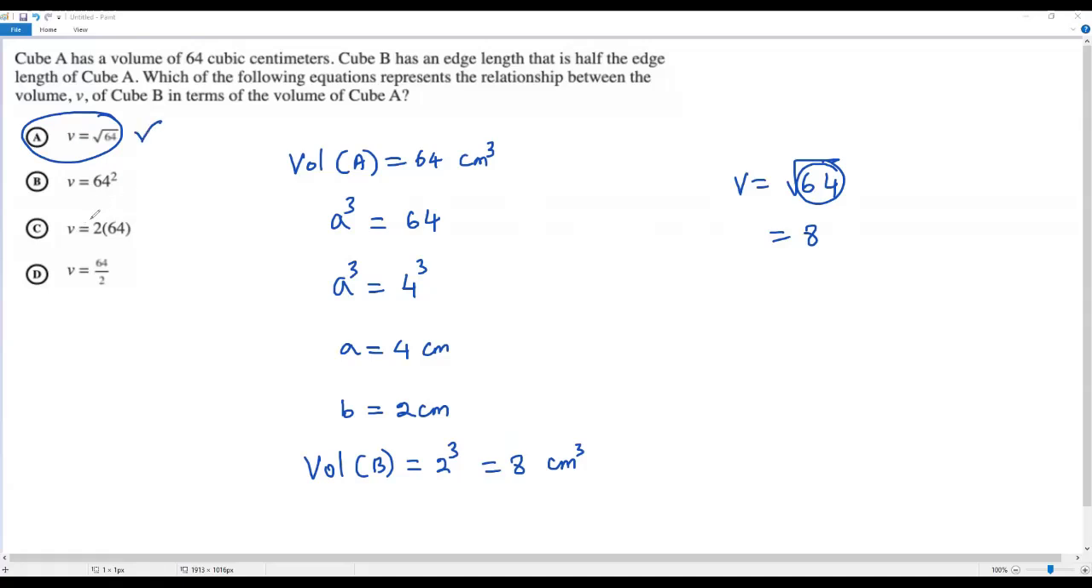In the other options, we won't get the value 8 when I simplify the expressions. So only in option A, when I simplify this expression square root of 64, I'm getting 8, which is the volume of cube B, and it is also expressed in terms of the volume of cube A, that is 64. So the correct answer choice for this question is option A.